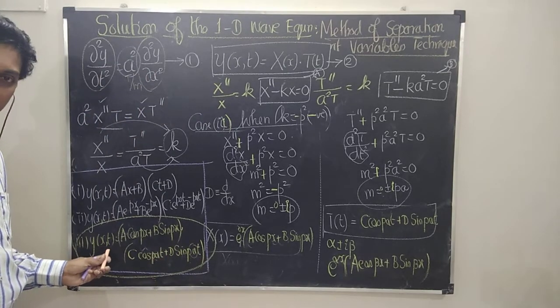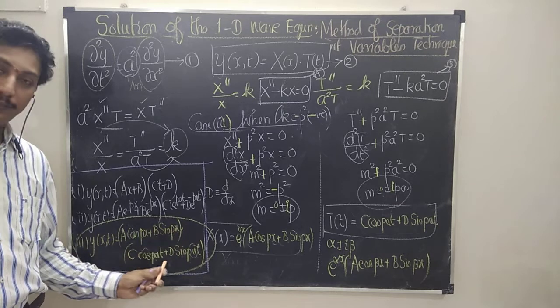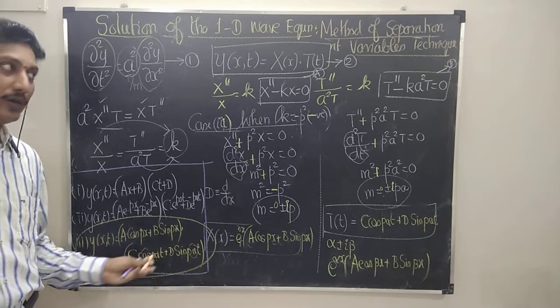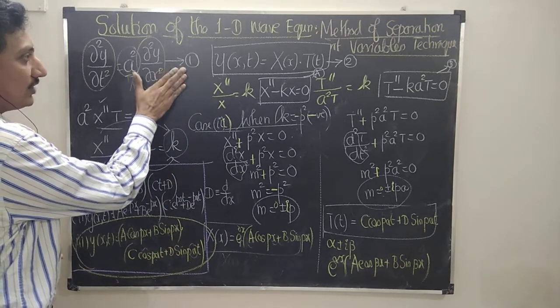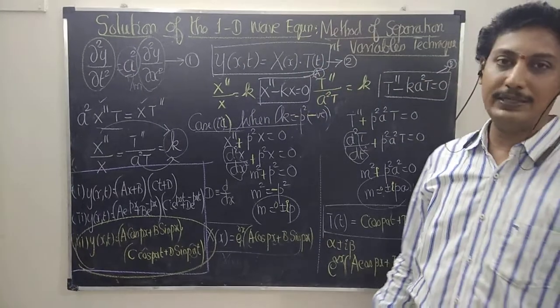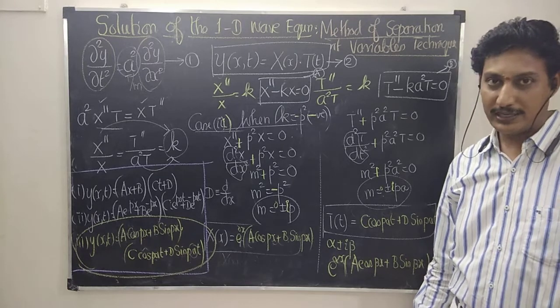Y of x comma t is equal to (A cos px plus B sin px)(C cos pat plus D sin pat). So this is the correct solution for the one-dimensional wave equation by using the method of separation of variables technique. You understand? I hope everyone understands.